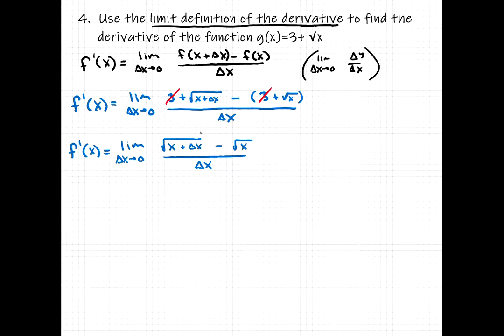One common approach when we have a situation like this is to multiply by the conjugate. In this case, the conjugate of the numerator, which would be the square root of x plus delta x plus the square root of x, divided by itself. So what we're trying to do here is cancel off this factor of delta x in the denominator.